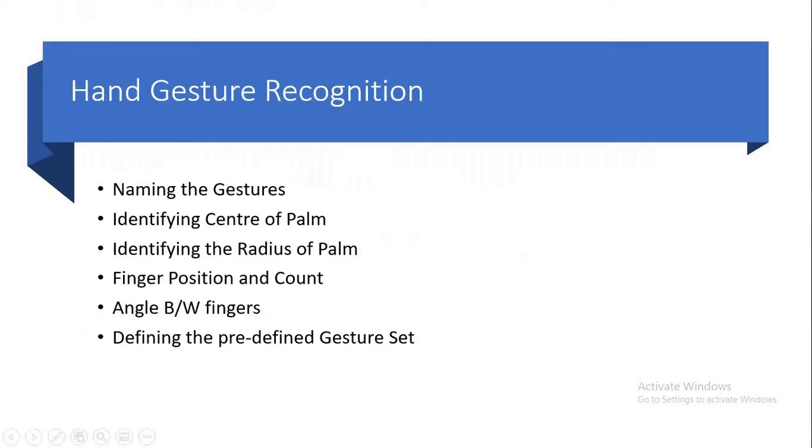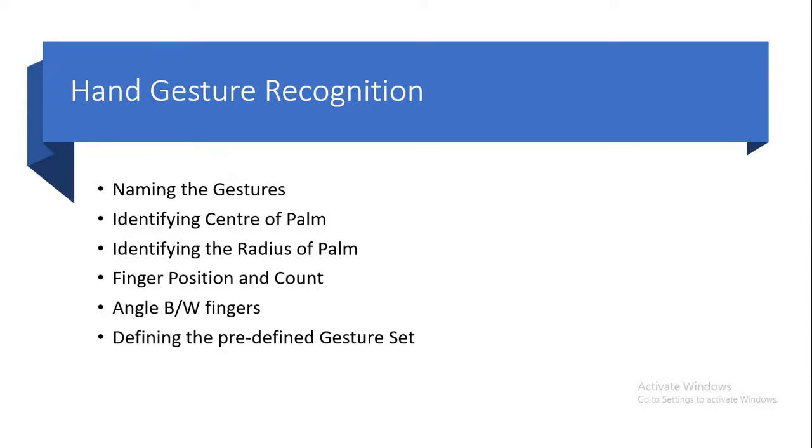Once we identify the center and radius of the palm, and the finger positions and count have been generated, we are going to use the angle between the fingers and the finger count to identify which gesture among the predefined gesture set is being shown by the user.